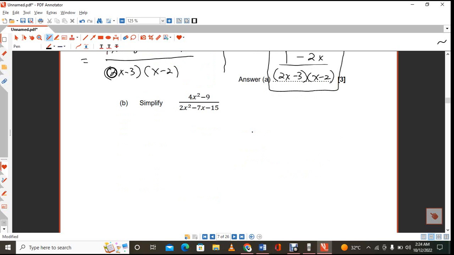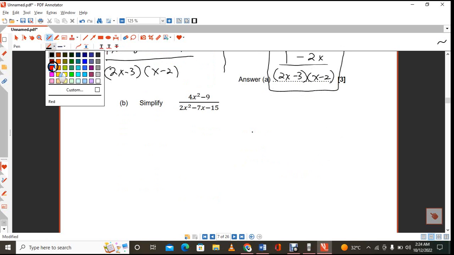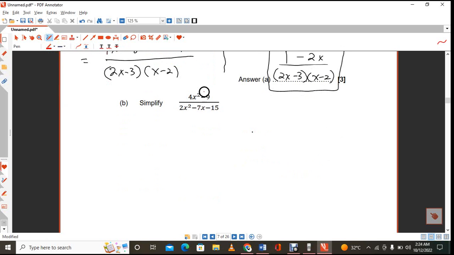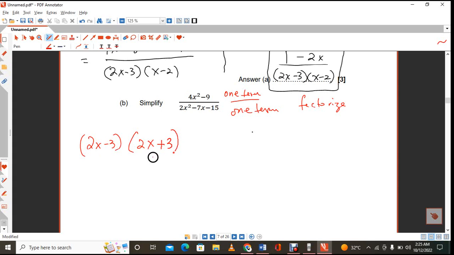Please remember, your algebra should be sound here. You don't cancel out x squares. You must make sure that what you have on top becomes one term, and underneath should also be one term. And the way you do that is you need to factorize. Okay, so on top you have a difference of 2 squares. It's going to be 2x minus 3, because 2 squared is 4, x squared is x squared, and negative 3 squared is 9. Okay, so one bracket will be 2x minus 3, the other one will be 2x plus 3.